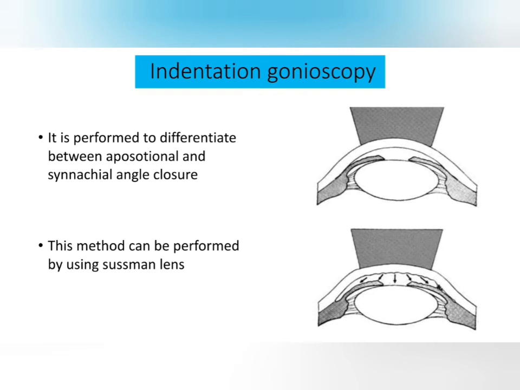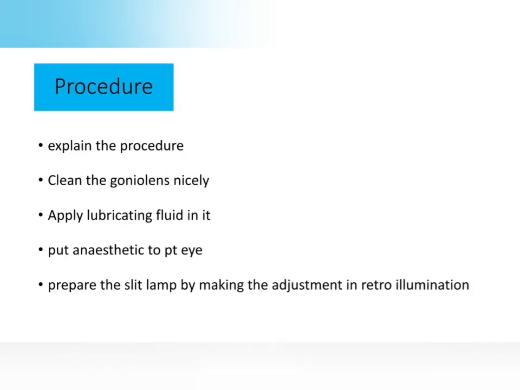This method can be performed using Sussman lenses. So this is the procedure of gonioscopy. First of all, you need to explain the procedure to the patient properly. After that, clean the gonio lens nicely and apply lubricating fluid to it to avoid any rubbing. After that, put anesthesia in the patient's eye. Here PT indicates patient.